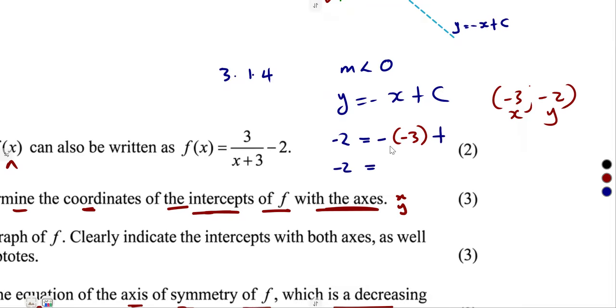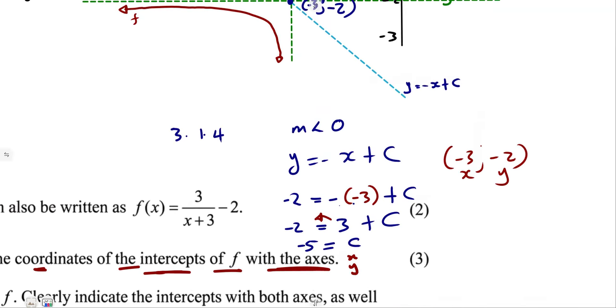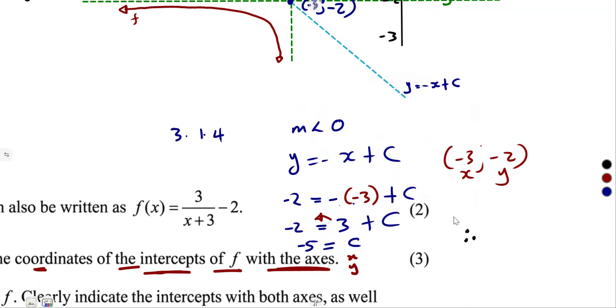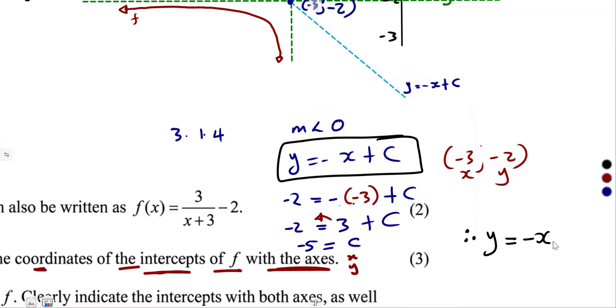Minus 2 is equal to minus minus positive. So to solve for c, we're going to take this to the other side. So it's minus 2 minus 3, which is what? Negative 5 is equal to c. So therefore, the equation representing the axis of symmetry with a negative gradient, or as a decreasing function, will be equal to what? y is equal to minus x plus c, where our c is what? Negative 5.